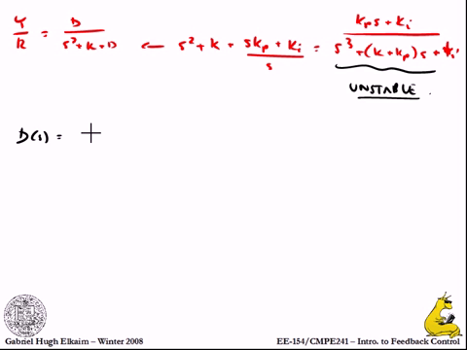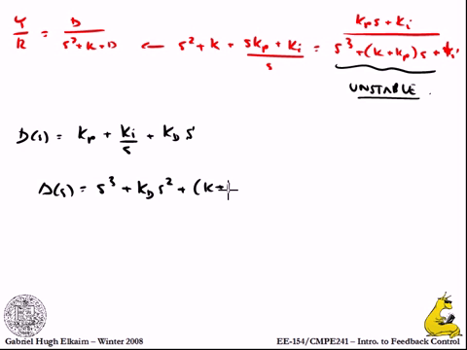So now I'm going to have KP plus KI over S plus KD times S. Doing the same analysis, I've got that delta S is going to be S cubed plus KD S squared plus K plus KP S plus KI. Now, how would we figure out whether or not this is stable? Routh, right? So here we go.